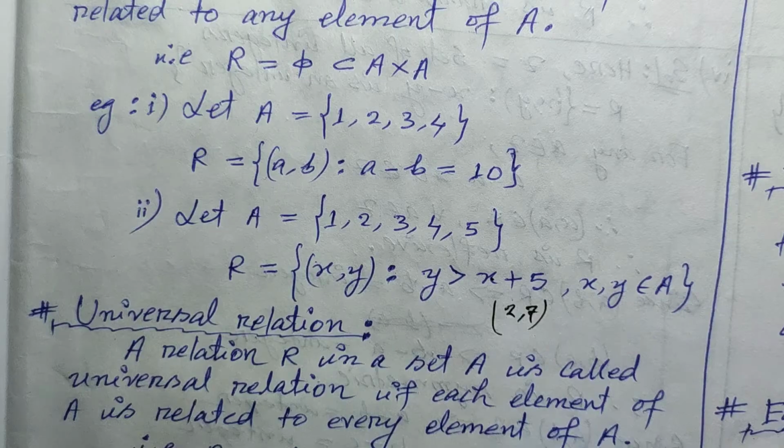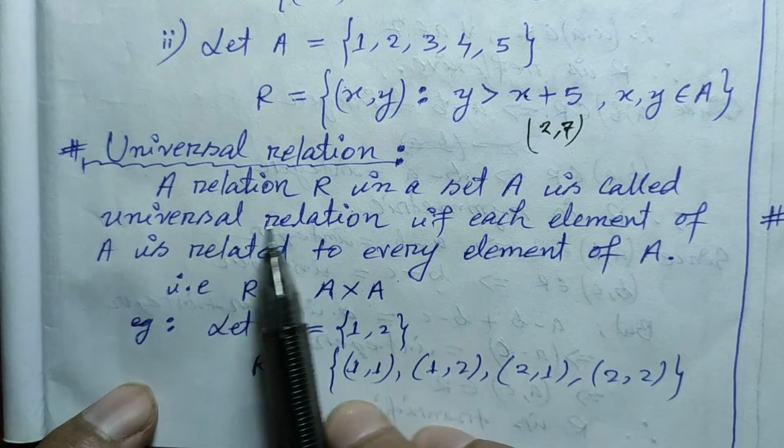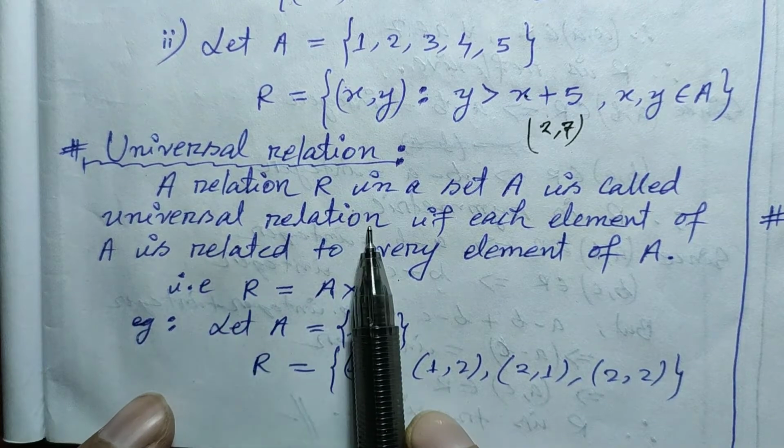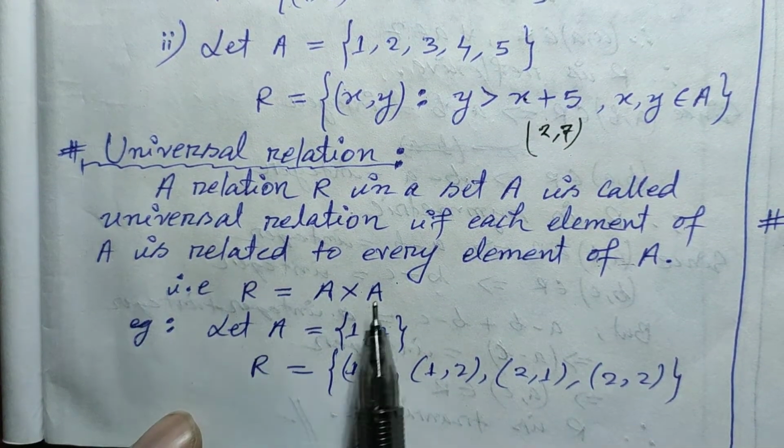I hope you understand. Then universal relation. A relation R in a set A is called a universal relation if each element of A is related to every element of A. That is, R is equal to A cross A.